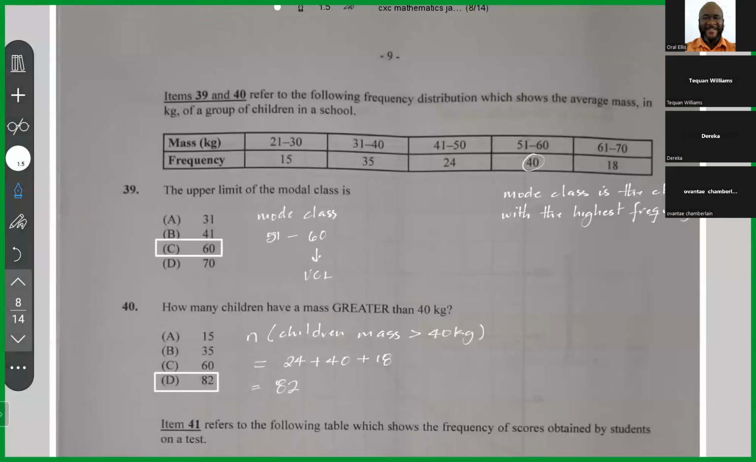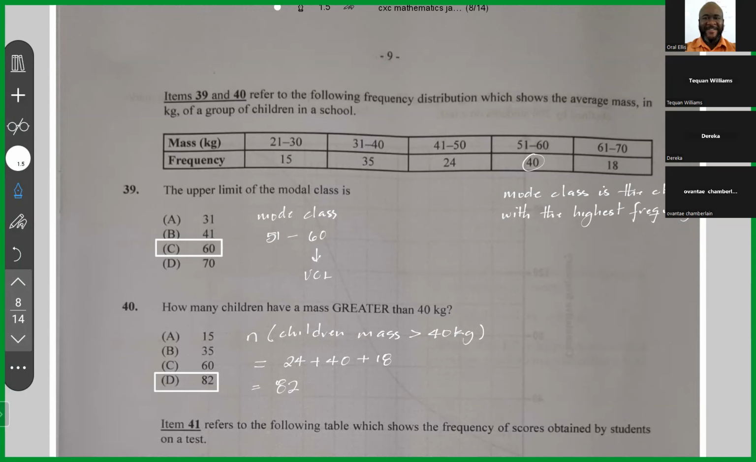All right, persons did better at this question than I thought they would. It's a novel question. I think it's the first time I'm seeing it. Items 39 and 40 refer to the following frequency distribution, which shows the average mass in kilograms of a group of children in a school. So 15 children, their mass is between 21 and 30 kilograms. 35 children, their mass is between 31 and 40 kilograms. And 24, and so on and so forth.